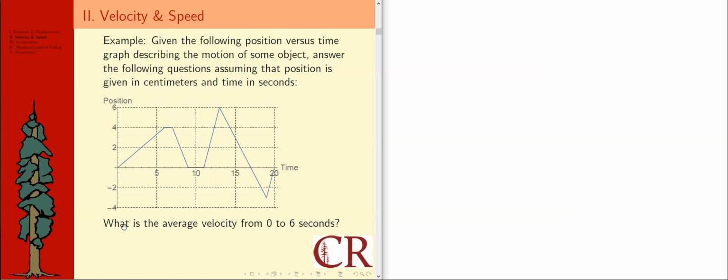But now we're going to look at these questions, because the first one here is, what is the average velocity from 0 to 6 seconds? So 6 seconds corresponds to this spot on the horizontal axis right here, and that corresponds to a position where it just kind of stopped right there after moving for a little bit. It came to a rest right there at 4 centimeters. So that looks like a displacement of 4 centimeters over a time of 6 seconds.